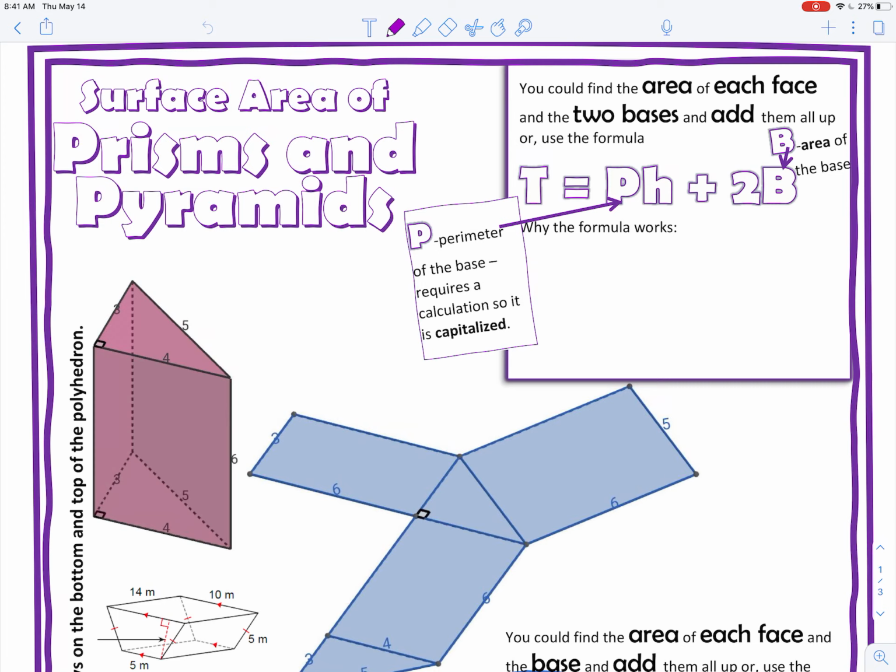But what we'd like to do is talk about a formula, T equals capital P H plus 2 capital B. It's a formula that you can use to find the surface area of prisms, and it's more efficient because you don't have to break it down into the individual parts. So we have this prism here. It has a triangle for the base and another triangle for the other base.